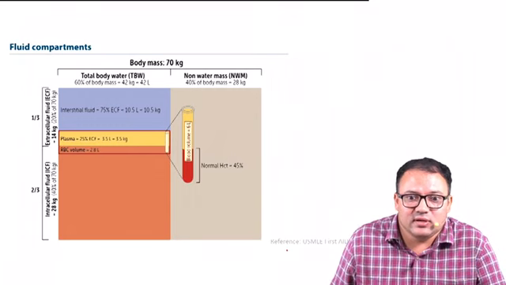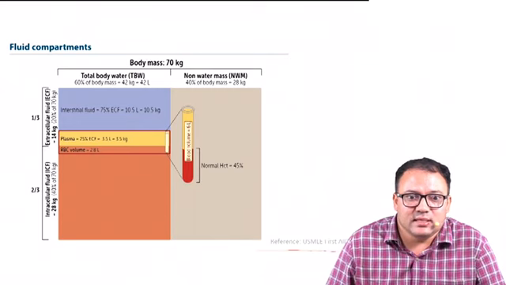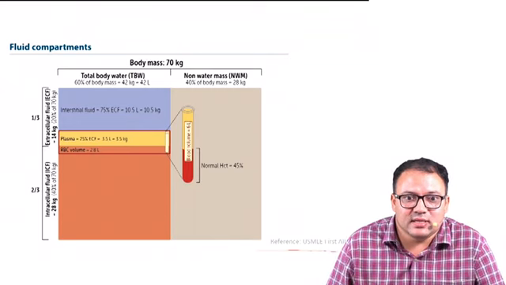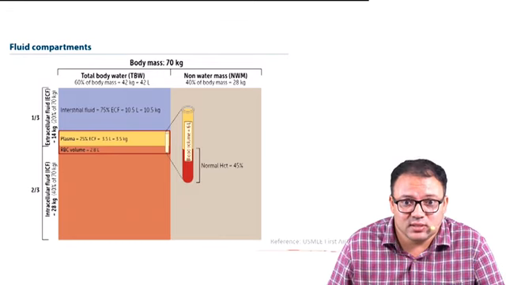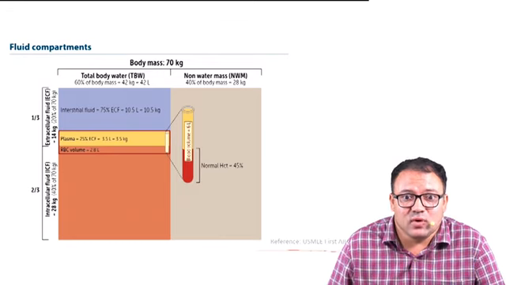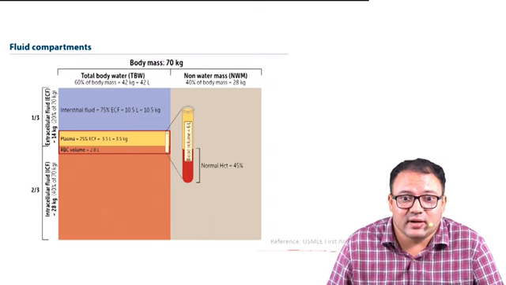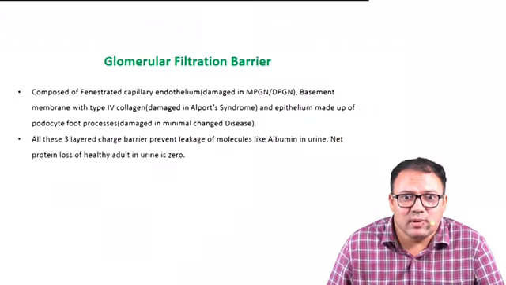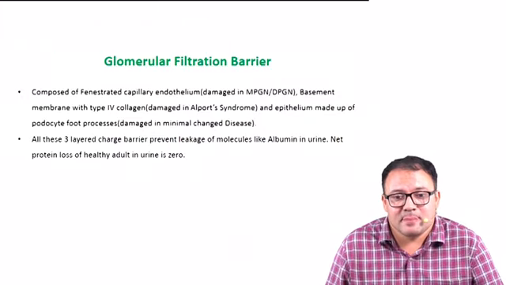I have taken the figure from USMLE Step 1, 2022. Here you can see a body mass 70 kg person has total body water of 42 liters because 60% of the body is made up of water. Then the non-water part of the body is 40%, which is 28 kg. I already told that. You can see it in the figure. It was explained already.